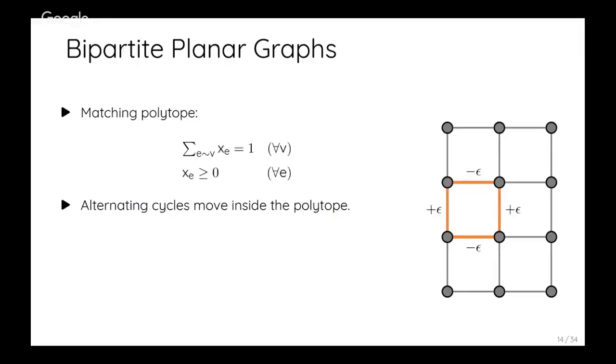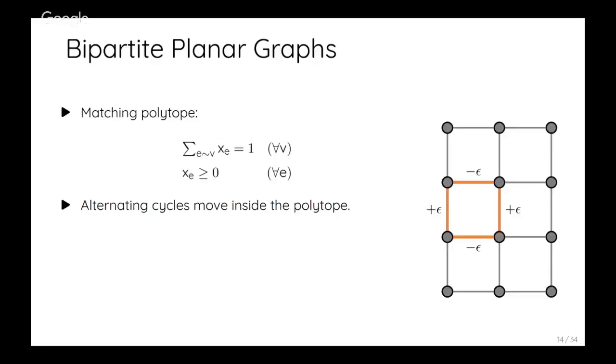And how do you move inside the polytope described by these equalities? You can move using a cycle, basically. Consider this highlighted cycle here. If I add epsilon to the even edges and remove epsilon from the odd edges, then I'm still satisfying the first type of constraints, because at every vertex my change is just plus epsilon and minus epsilon, so they cancel each other. As long as I keep the x_e non-negative, I'm moving inside the matching polytope. You can increase epsilon on this cycle until one of the edges becomes zero. Once one of the edges becomes zero, you have made one of these constraints tight and you're at a lower dimensional face.